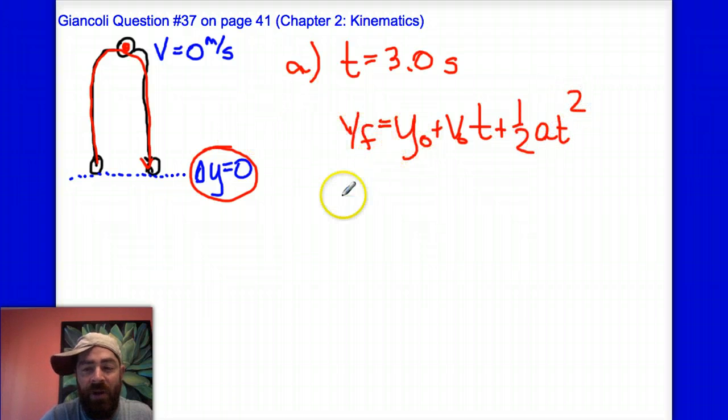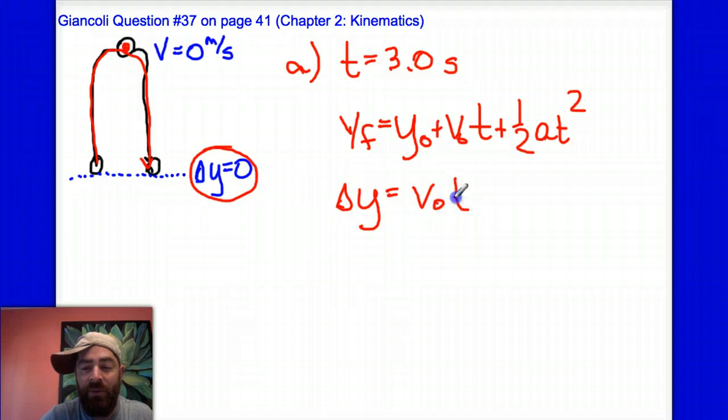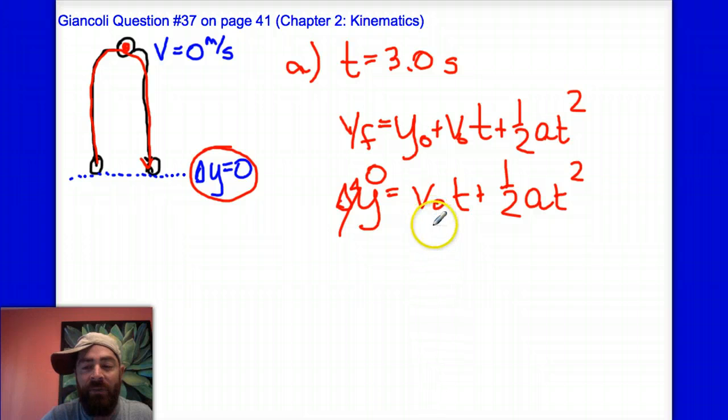I can subtract y initial, or my initial position, from both sides. That equation becomes delta y is equal to v naught t plus 1/2 a t squared. I should recognize that my delta y is equal to 0. That allows me to drop that term right off, and now I can solve for initial velocity. It's going to be 1/2 a t squared negative, right?